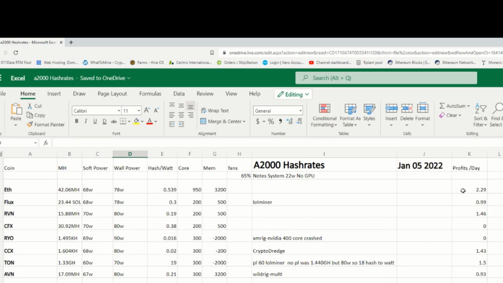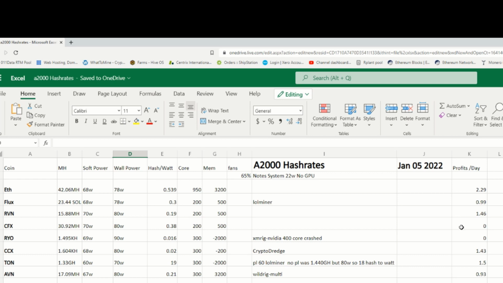So moving forward, I also looked at today's profitability based on all these numbers. That way later on in the future, I can look back and kind of see how coins are changing in profitabilities. So Ethereum here, these are numbers before power taken off because everyone lives in different parts of the world and different power prices. Just take these numbers based on this video and add your own power consumption to see how much power you will be spending. So again, these are the prices before power. Ethereum is looking like $2.29 per day. Flux is at 99 cents. Raven is sitting at $1.46.